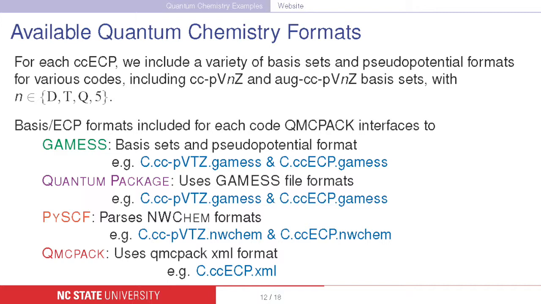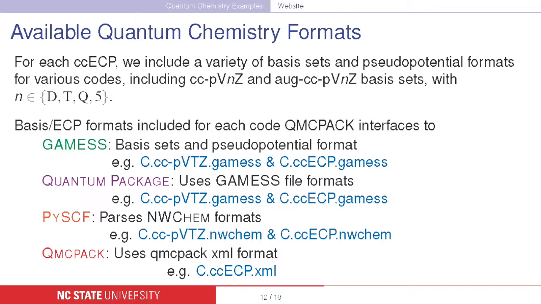And with each CC-ECP, we include a basis set. If you're familiar with the Dunning basis sets, we have correlation consistent polarized valence, double zeta, triple zeta, quadruple zeta, and quintuple zeta basis sets. And for some, we also have augmented versions. For each of these basis sets and ECP formats on that website, for each code that QMCPACK interfaces to, we have a file that is appended with .games or .nwchem, which is the file format that you would use for your given code.